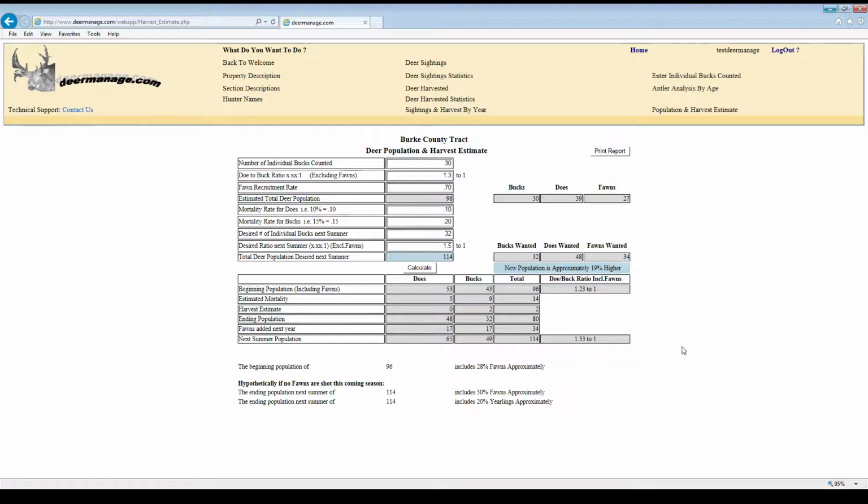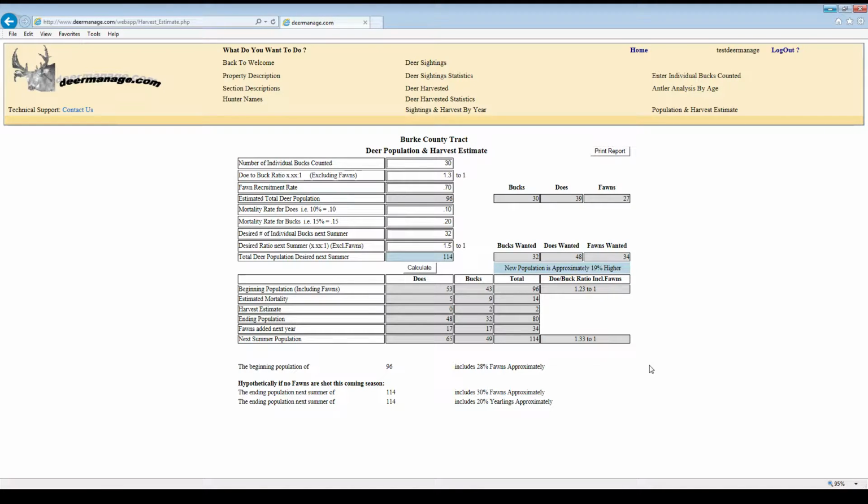I wish you'd please read my articles on our website. There's 2 of them regarding fawn recruitment rate and how important that is in determining your harvest. And I've also got one about doe to buck ratio, how and why you want to manipulate your doe to buck ratio. And I use this formula extensively to explain what's going on.